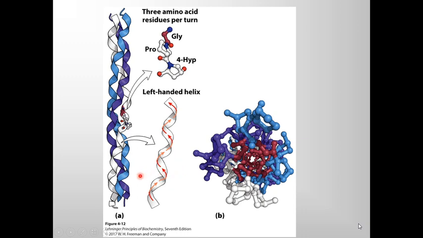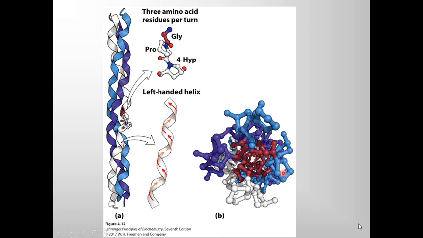The repeating sequence used to generate this model is, like I said, glycine, proline, and 4-hydroxyproline. 3 of these helices, as shown here in white, blue, and dark blue, wrap around one another with a right-handed twist. So each helix is a left-handed helix. When these 3 left-handed helices combine together, they wrap around to form a right-handed twist.